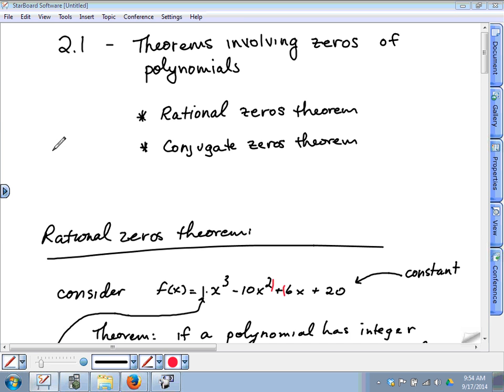So, theorems involving zeros of polynomials. There's two theorems we're talking about today: rational zero theorem and conjugate zeros theorem. That second one takes like 40 seconds to talk about. The conjugate zeros theorem is really easy, real quick. The first one takes about 40 minutes. There's a lot to it.